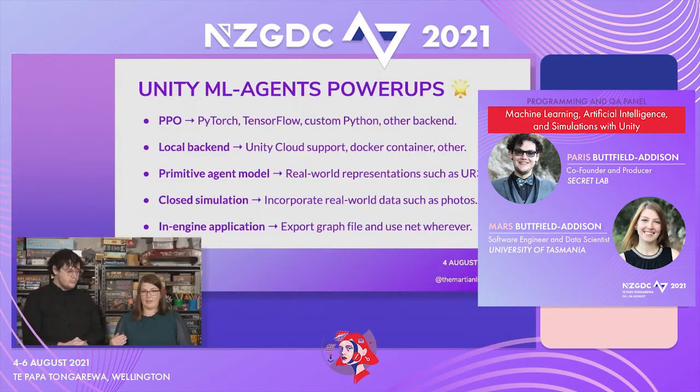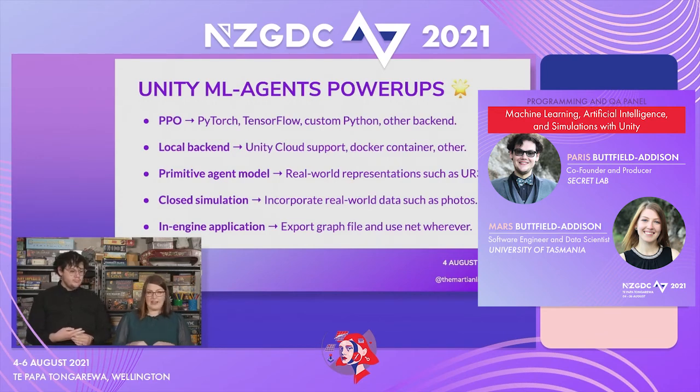You can use anything from PyTorch, from TensorFlow, or just because it talks to Python, you can actually replace that whole backend with anything that runs Python code. Instead of having a local backend, like I'm just running this on my MacBook Pro, you could hook it up to the cloud. Unity has their own cloud thing where you can say, I want to train this ML agent, go build in the cloud. But you could also hook it up to Docker, hook it up to anything.